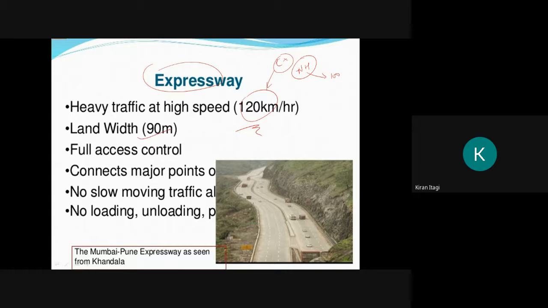The lane width will be 90 meter. Full access control connecting the major points of other cities. No slow moving traffic is there. No loading or unloading will be taken here. And this is the example of the Mumbai Pune Expressway.